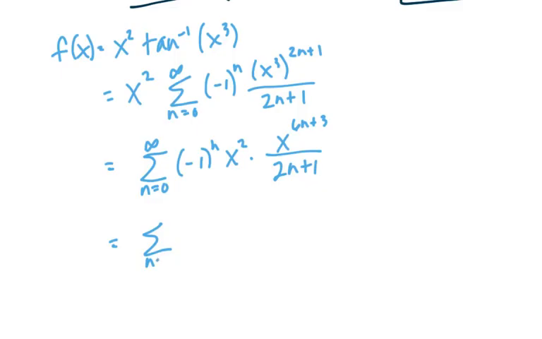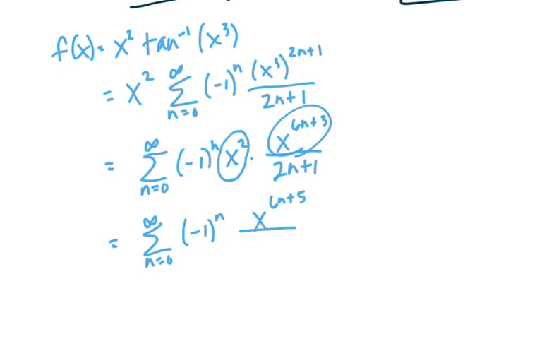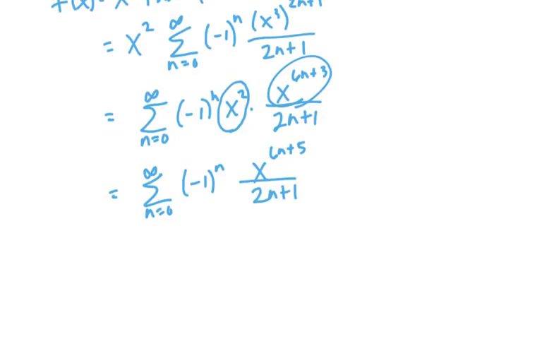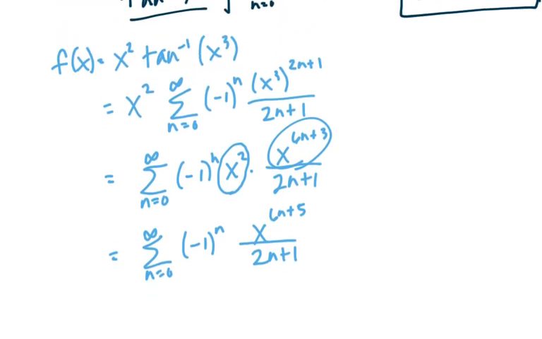So this is the series from n equals 0 to infinity, negative 1 to the n. Now when we multiply these x's, we add the exponents. So we get x to the 6n plus 5 over 2n plus 1. So we have represented it as a power series. Now we have to determine our interval of convergence.